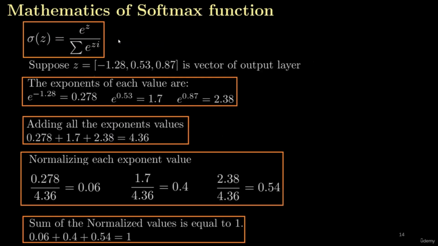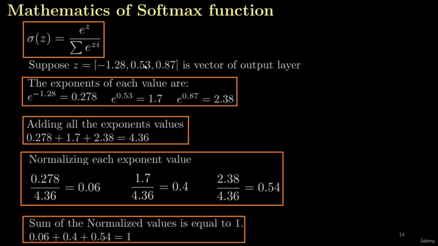So here is the explanation of how softmax functions work. This is the equation of a softmax function. We can see that here we have the exponent and here we have the sum of all the exponents. So this is our normalization term. We divide every exponent by the sum of the exponents. Let's understand the working of the softmax function, or this equation, with the help of an example.